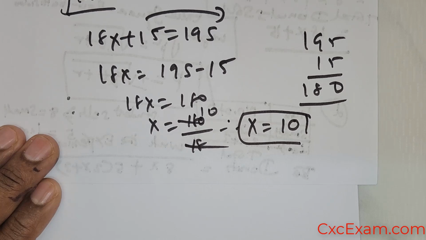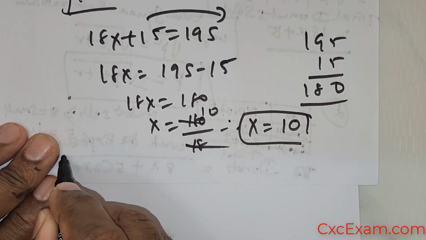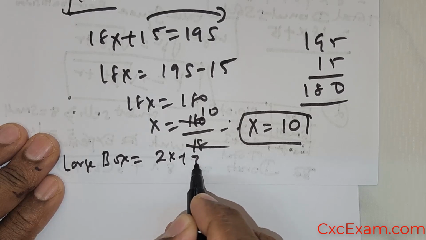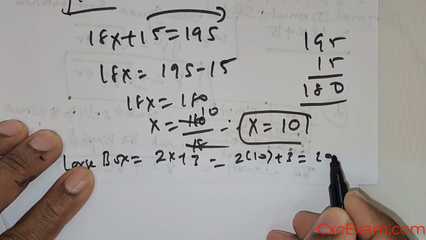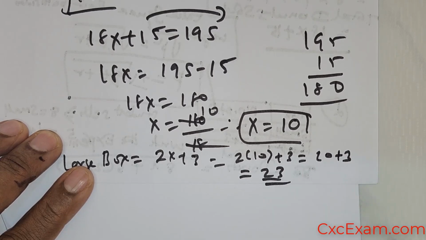But we can also get the large box donuts. So large box is what? This is for the small box. I'm going to write the large box. Large box is given as 2 times x plus 3. 2 times 10 plus 3, which is 20 plus 3 is 23. So you have 23 in the large box.